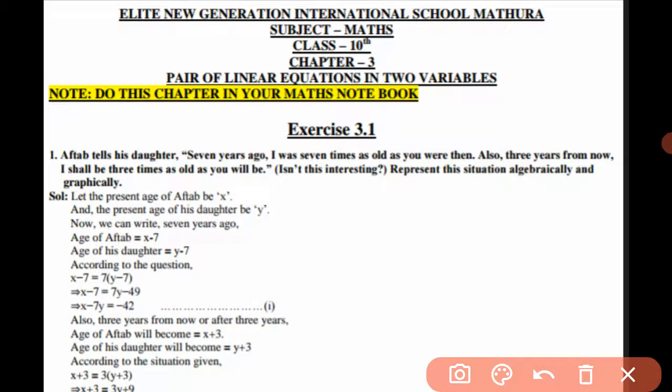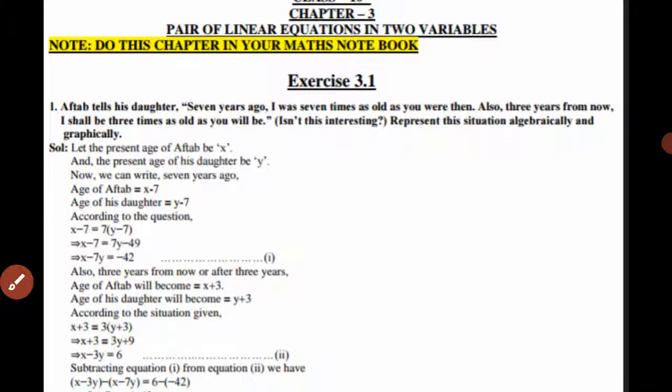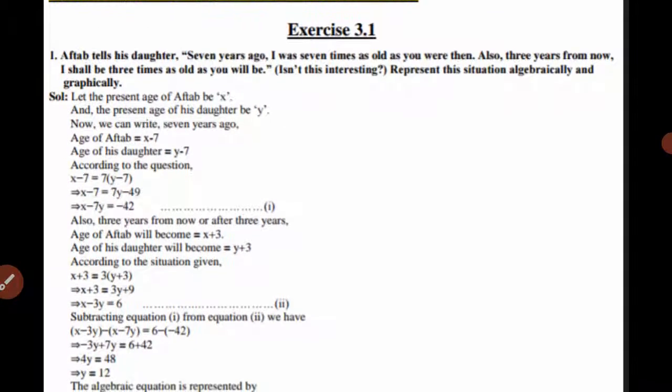Now starting from exercise 3.1, see question number 1. In question number 1, Aftab tells his daughter, 7 years ago, I was 7 times as old as you were then. Also, 3 years from now, I shall be 3 times as old as you will be. Isn't this interesting? Now represent this situation algebraically and graphically. So first we will represent the equations.